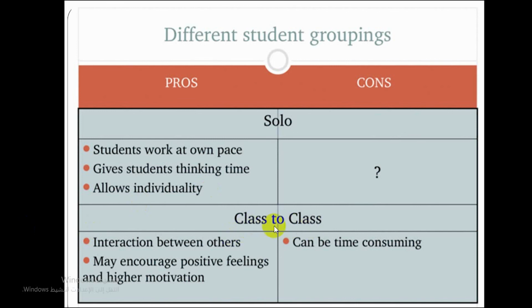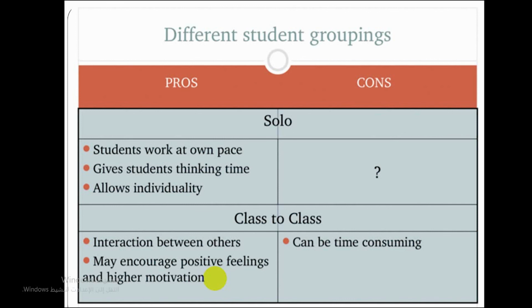In class to class, we as teachers are able to join two classes so that the two classes can interact with each other. Where different level classes are joined, higher level students often feel positive about being able to help students from other classes, just as lower level students can feel motivated by being able to engage with people whose language is better than theirs.